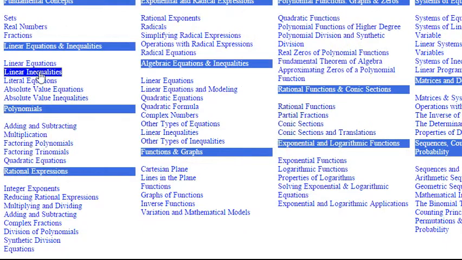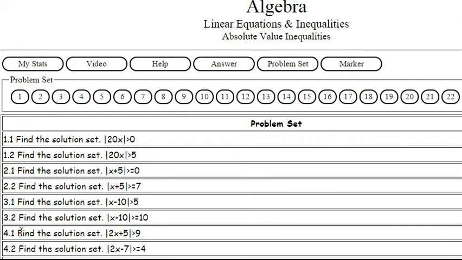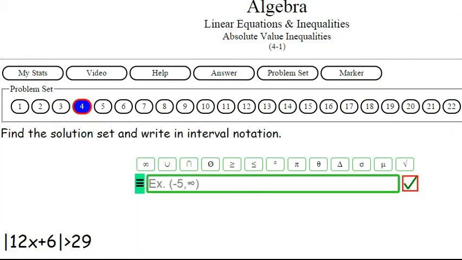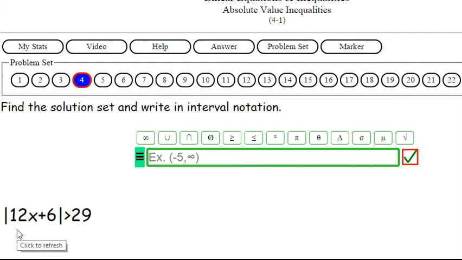Click on the algebra. Let's go down to absolute value inequalities. And we're looking at 4.1, it looks like. So we've got the absolute value of 12x plus 6 is greater than 29. You see that little thing says refresh right there. You just click that and get a new problem if you want, instead of having to click the button.